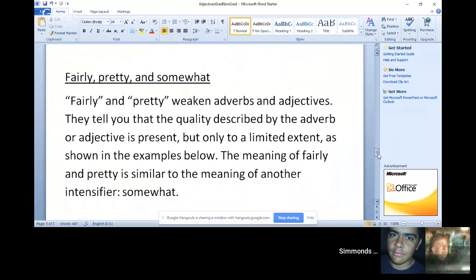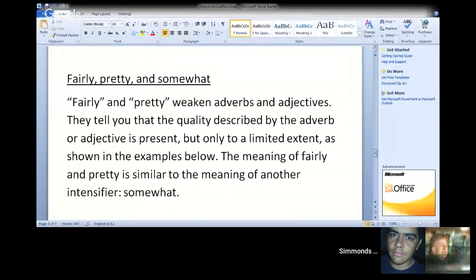So now I've discovered that they're not. What about you two? I mean, you've heard of fairly and pretty, but what about somewhat? Have you ever seen somewhat before? Yes. I was thinking, somewhat is weaker than fairly and pretty, but the same equal amount of intensity. Yes. Rafa, have you ever seen somewhat before?